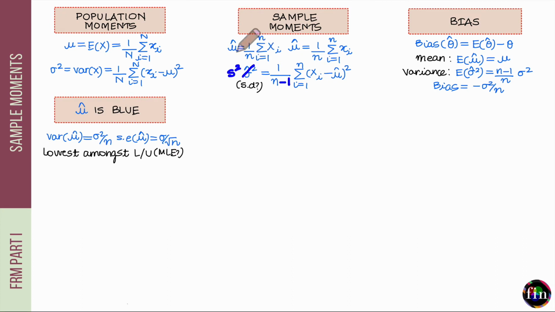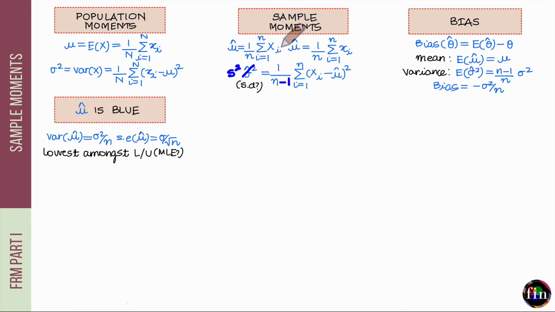Let's come back to mu hat. So if your sampled values are IID, which means that they are independent and identically distributed, the variance of this mu hat would simply be equal to sigma squared divided by n. Taking a square root, this tells me that the standard error of mu hat is sigma over square root of n.